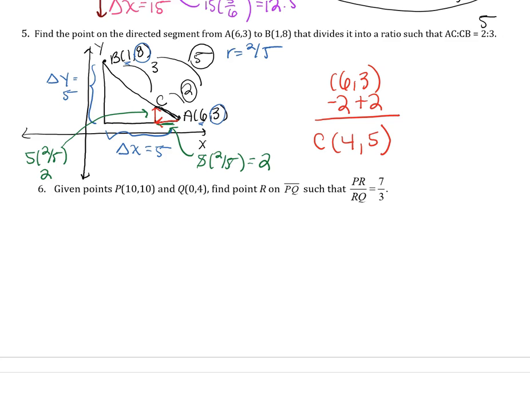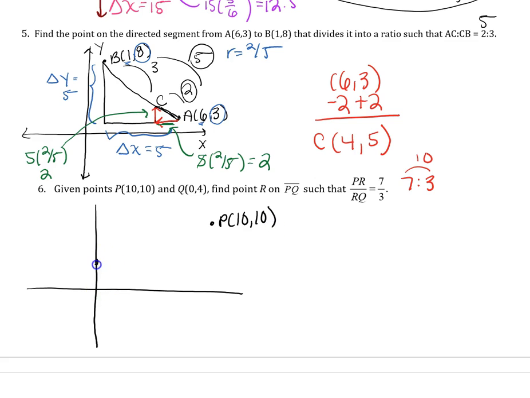Okay. Given points P and Q, find R on PQ such that PR to RQ is 7 to 3. This is just another way of saying it as we've been seeing it, 7 to 3. So this is 10 total parts. Okay, so P is way over here at 10, 10. Q is over here at 0, 4. So now I have my directed line segment going the other way. That's okay. It's still going to be the same process. Okay, so it says PR to RQ. So RQ is the smaller part, right? So that means R is going to be closer to Q. So I'll just put R there.